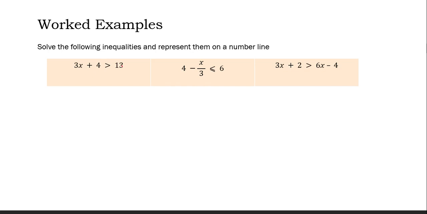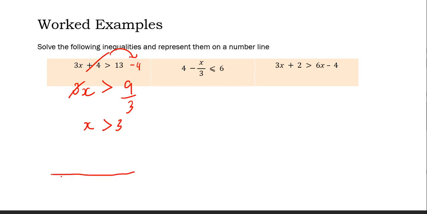This is a basic one. There's no negatives, which is good. We're not multiplying or dividing by negatives. So here, plus 4, bring it to the other side, becomes minus 4. So you're left with 3x is greater than 13 minus 4 is 9. What you're left with now is 3x is greater than 9. Isolate the x, get rid of that 3, it becomes divide. So that means x is greater than 3.